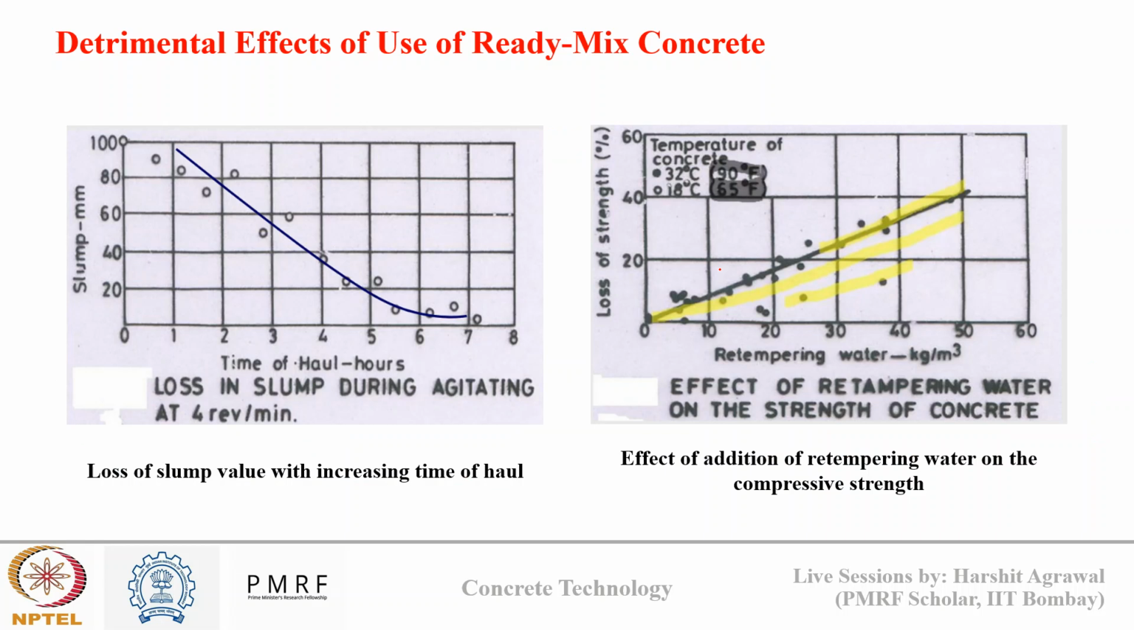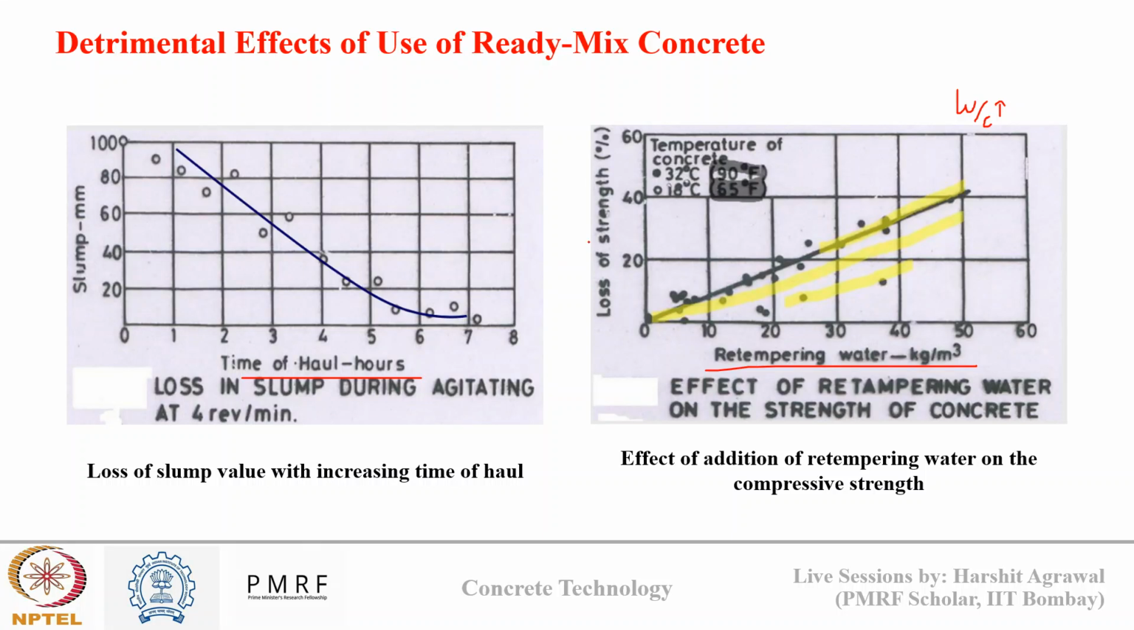So the effect of transit time and slump loss you can see here also. With increasing time of fall, as my hydration proceeds, my slump value will decrease continuously. Now, if for enhancing the slump again, instead of SP we are adding water, then the amount of retempering water will directly result in strength loss. Why? Because we are increasing the water to cement ratio. So that is how my RMC can be detrimental.